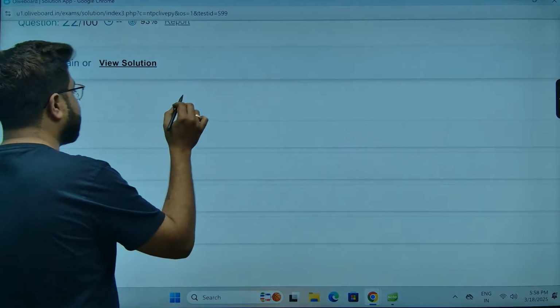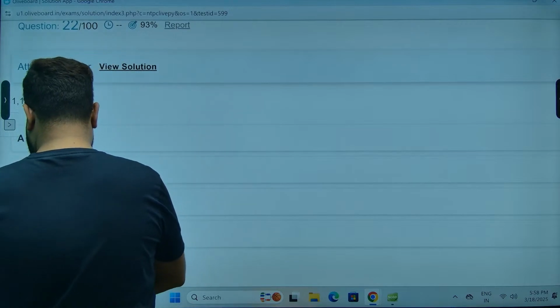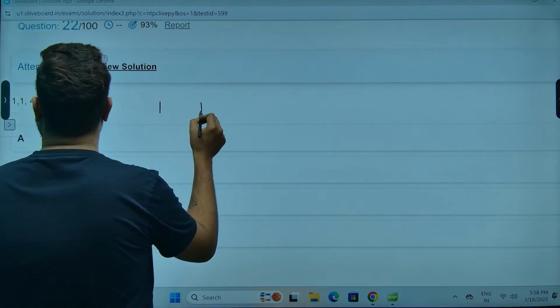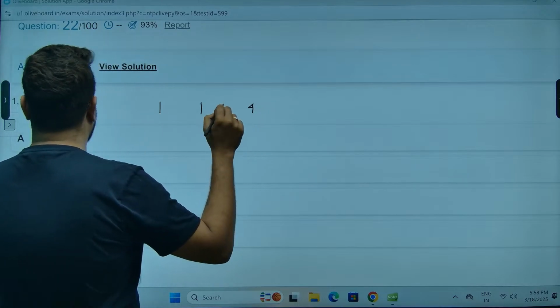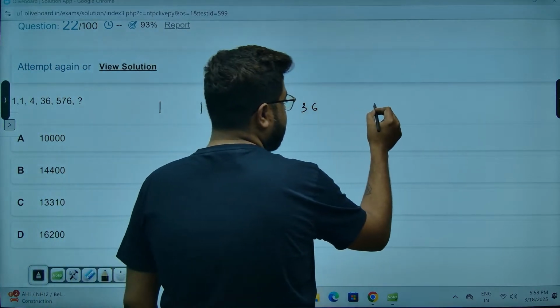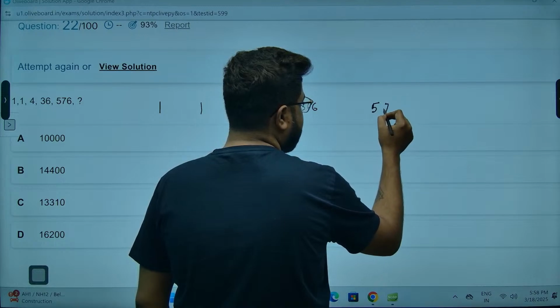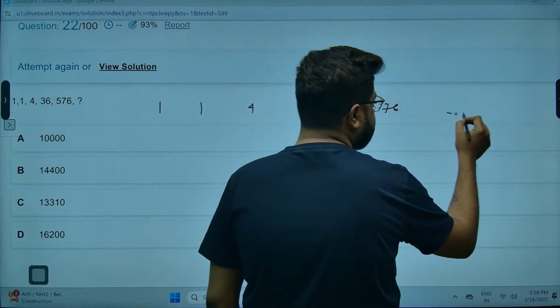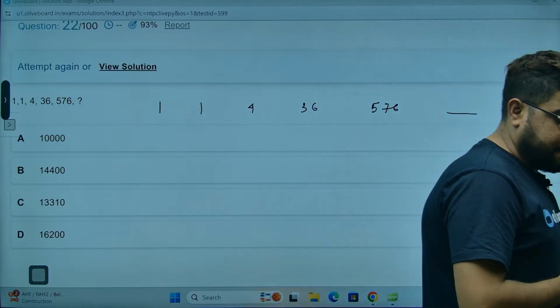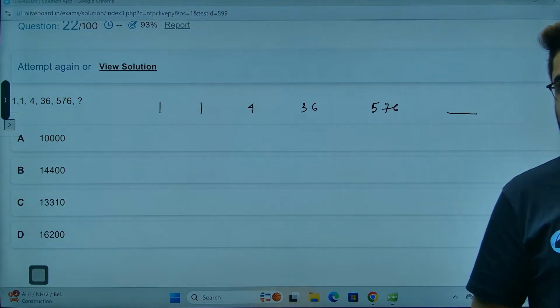1, 1, 4, 36, 576. Acha, baap re. This looks good, but daal mein kuch kaala lagा hai. Something is not right, sir. Why, sir? Every number is a square number here, but there are two ones.